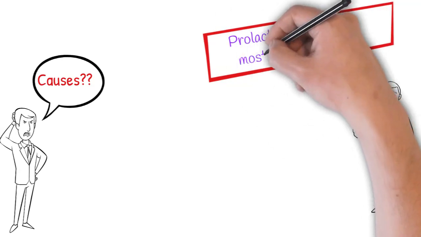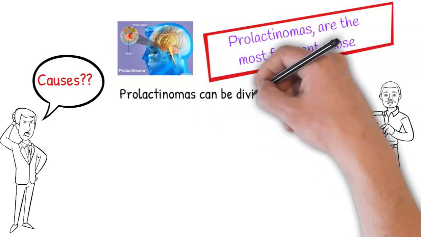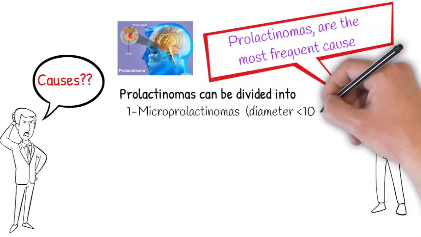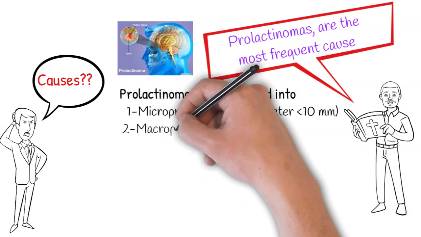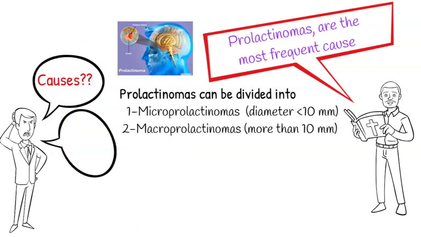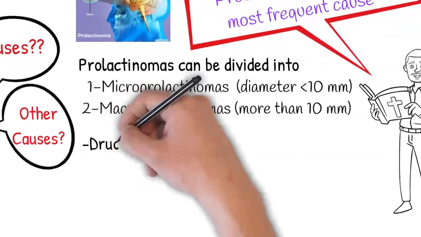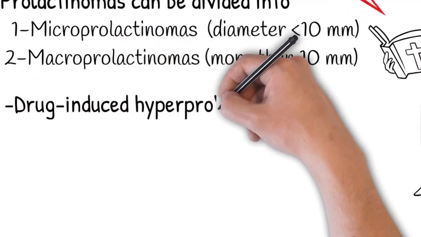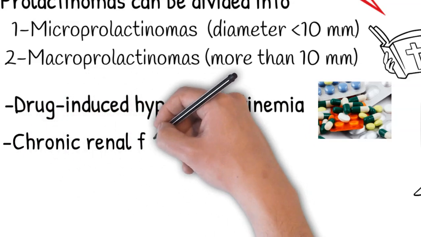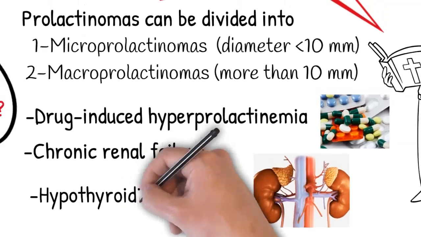Prolactinomas are the most frequent cause of hyperprolactinemia, and therefore prolactinomas can be divided into microprolactinoma with a diameter of less than 10 mm and macroprolactinomas with a diameter of more than 10 millimeters. If there are any other causes of hyperprolactinemia, yes, drugs can cause hyperprolactinemia. Chronic renal failure can cause hyperprolactinemia, and hypopituitarism can cause hyperprolactinemia.